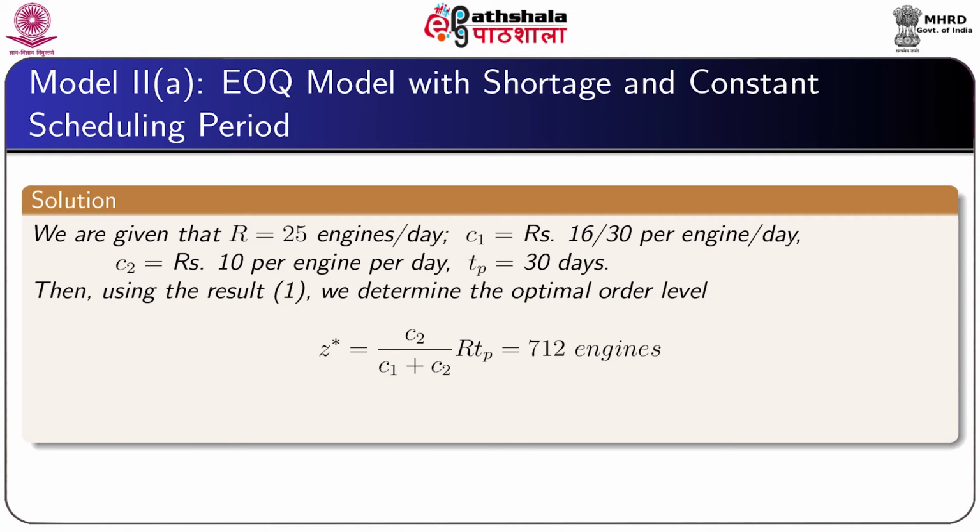From this problem we see that the demand rate R equals 25 engines per day and the holding cost C1 equals 16 by 30 rupees per engine per day. The shortage cost, that is the penalty cost C2, is equal to rupees 10 per engine per day, and the fixed or prescribed scheduling period Tp equals 30 days. So, if we use the result given in 1, then we can find the optimal order level Z star as C2 by (C1 plus C2) into R Tp, which is equal to 712 engines.